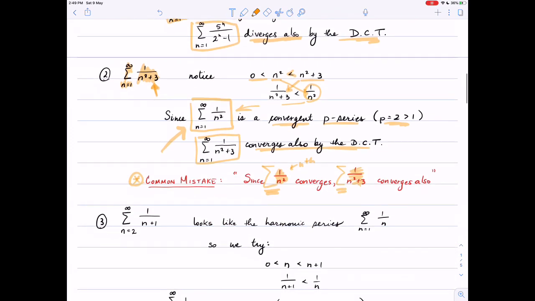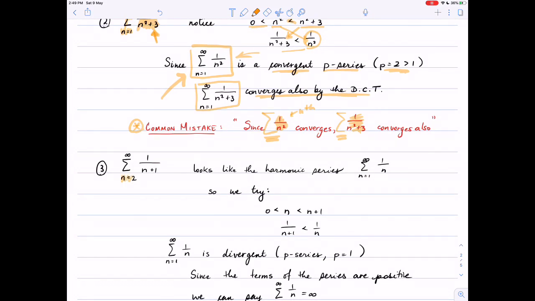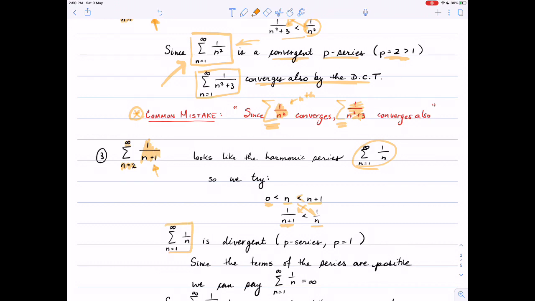So one more example here of the direct comparison test. Let's say that we've got the series from n equals 2 to infinity of 1 over n plus 1. It looks like the harmonic series, and so I'm going to try and make a comparison again. We have something in the way, the plus 1, and so we make the comparison here. If I add 1 to n, n is less than n plus 1. The reciprocal for positive terms: 1 over n plus 1 is less than 1 over n. This is a divergent p-series. The harmonic series is divergent, a p-series with p equals 1.